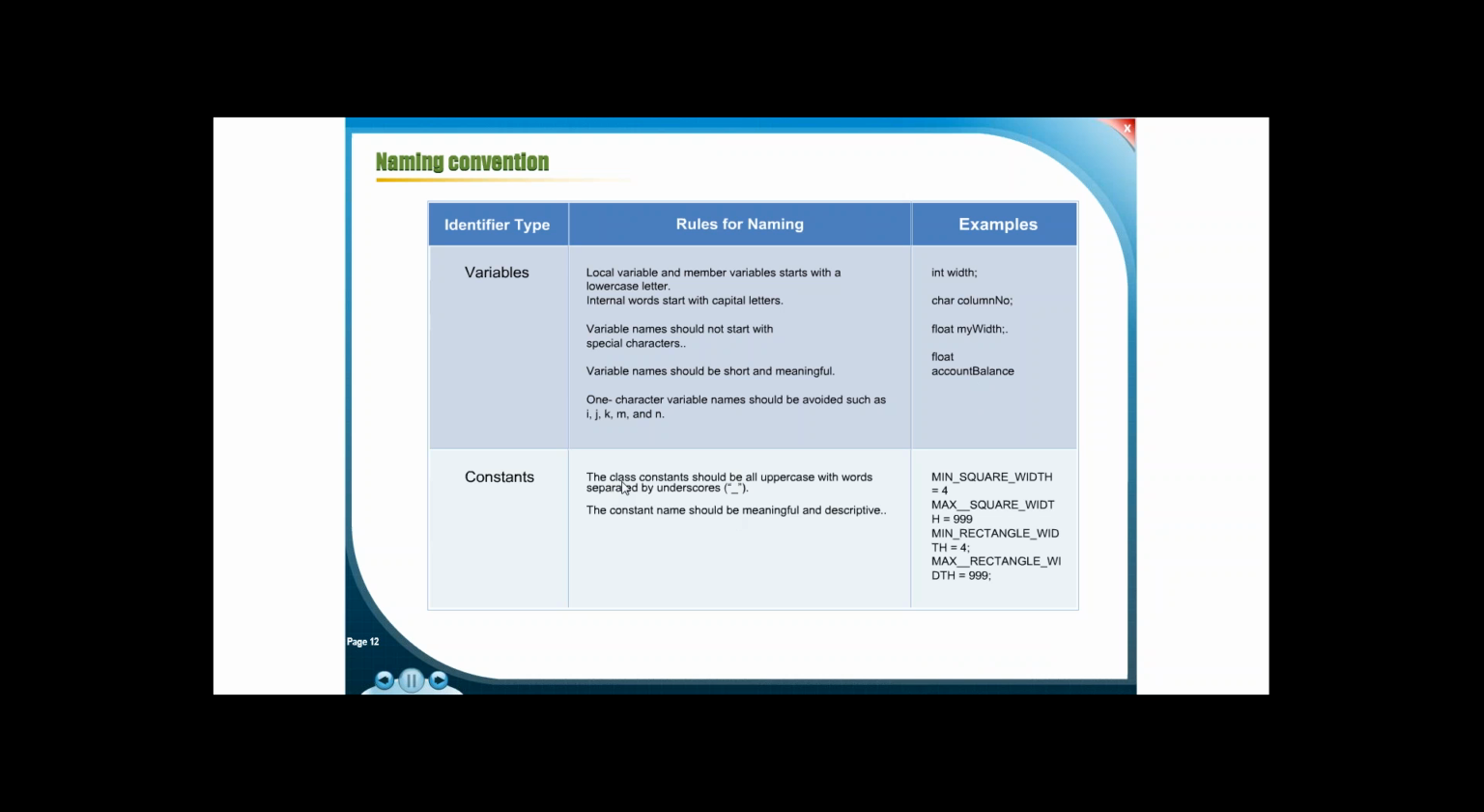Constants. The class constant should be all uppercase, with an underscore as a separator. The constant name should be meaningful and descriptive. You can see here, minimum square width is 4, maximum square width is 999. Minimum rectangle width is 4, maximum rectangle width is 999. The underscore is the separator, and constants are in uppercase.